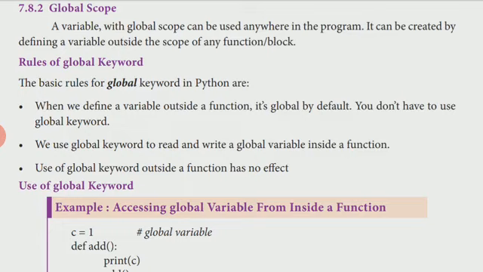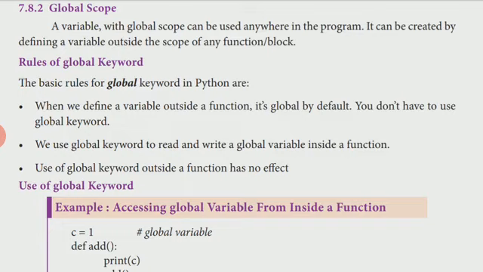See, we have some rules for the global variables. First, you have to define the variable outside the function. Outside the function only, you declare it. That is the default one. For this, you don't need to use the global keyword.